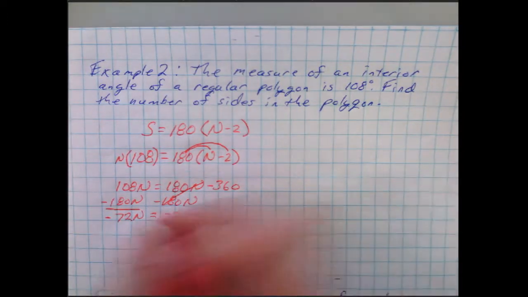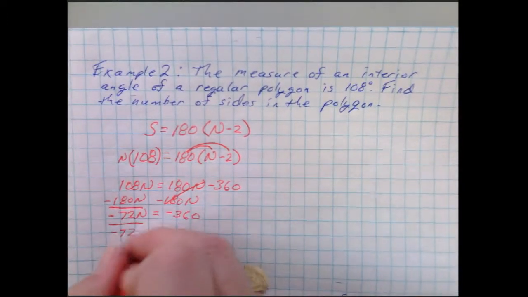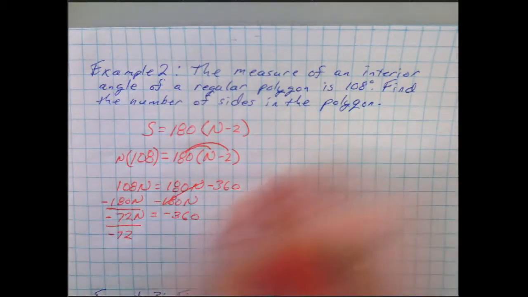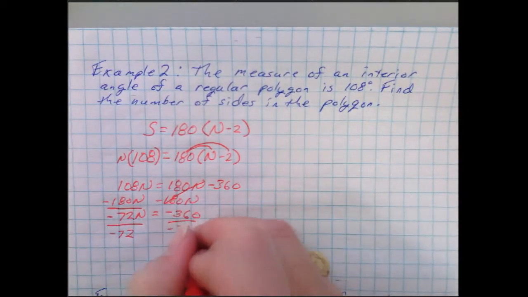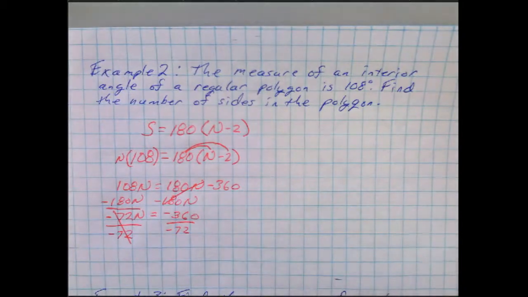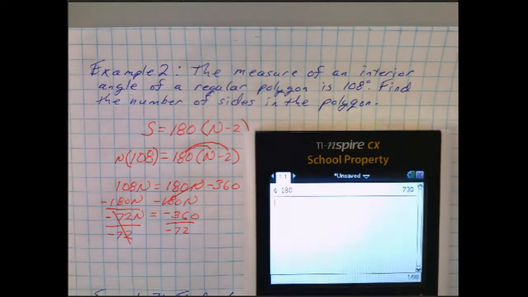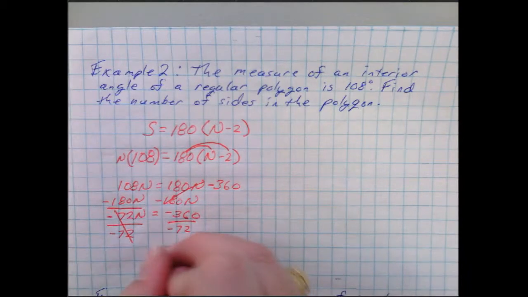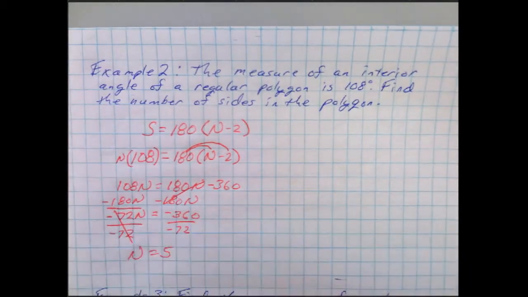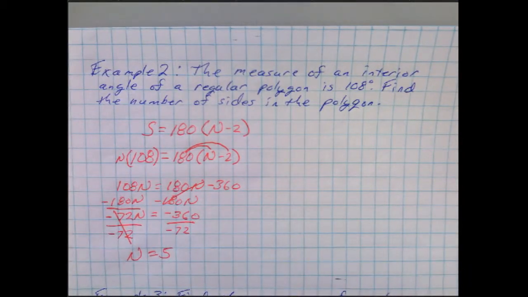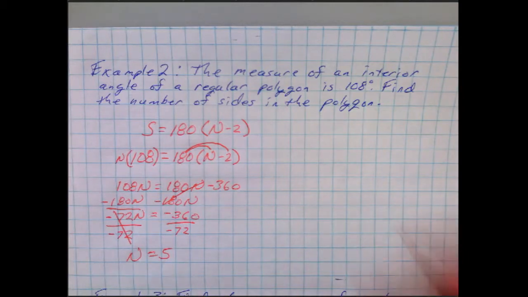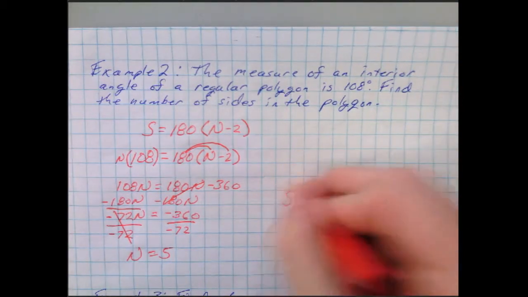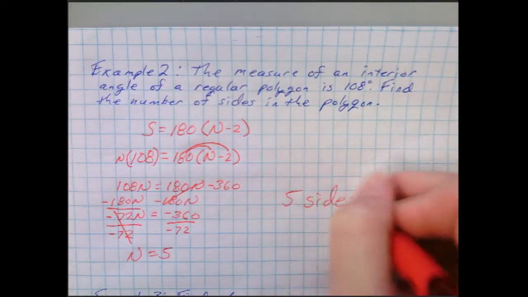Okay, so from here I'm going to divide by that negative 72. Those cross out, so I pull out my calculator again. So I'm going to take a negative 360 divided by a negative 72, and I get 5. 5 equals n. So how many sides do we actually have? 5 sides.